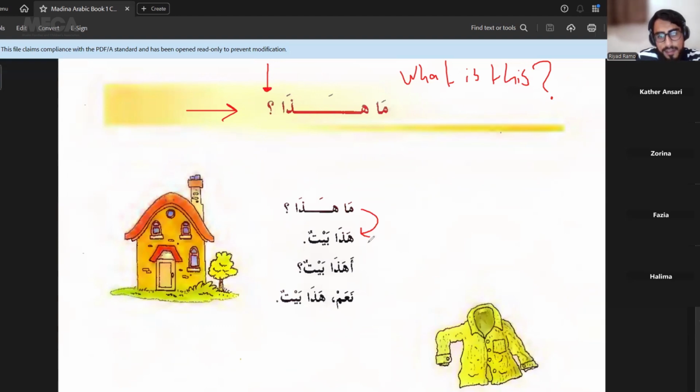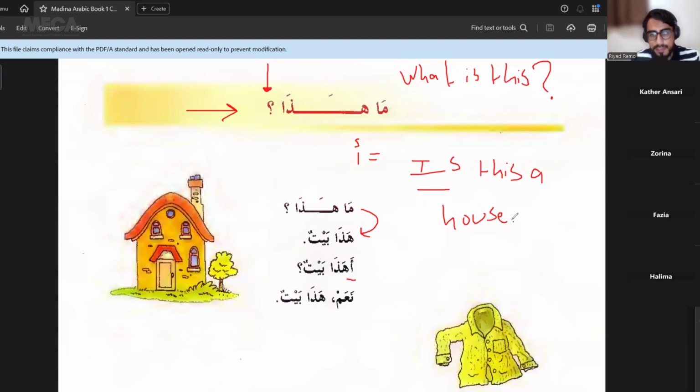This is a house. Also, this aleph in the beginning means "is." Is this a house? So this aleph in the beginning of the sentence is a question, but it's like "is." Is this a house? Is this a chair? Is this a pen? Right? So you see the difference. The ma here is referring to "what," and the alif here is referring to "is."